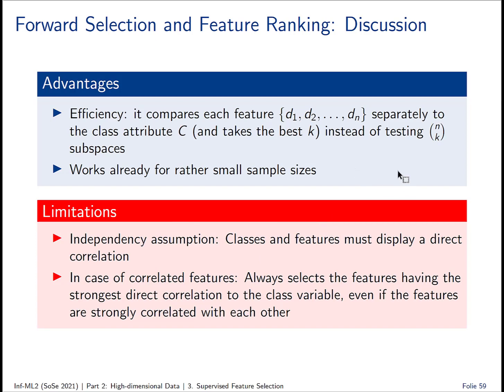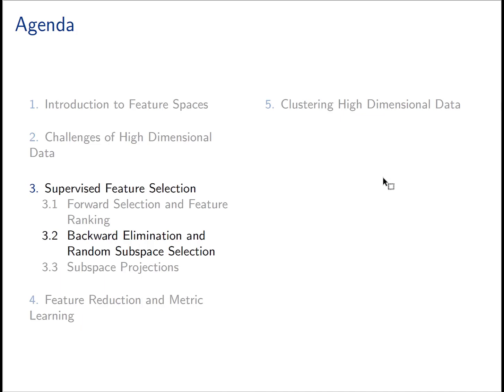Anyway. Okay, so that was forward selection feature ranking, and next up will be backward elimination and random subset projection. So the other way around, so to say.